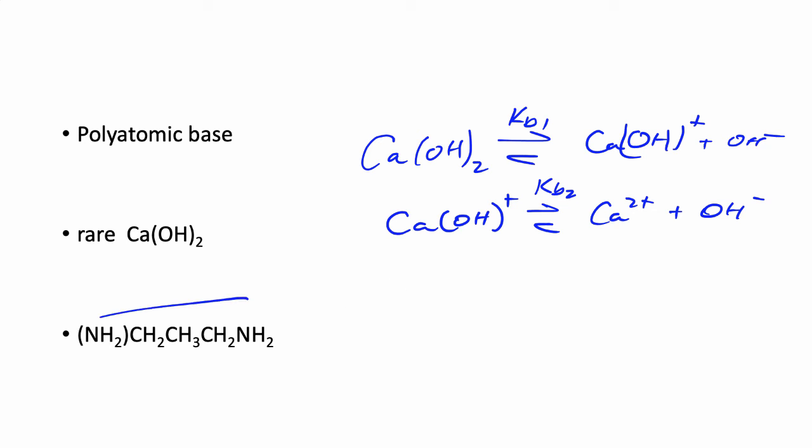More likely you're going to see a type of polyatomic base where you have two nitrogen groups on a carbon chain. This is one type of polyatomic base you'll see. Again, this is actually rare to see. We see polyatomic acids more often than polyatomic bases, especially in this class. And we're not going to do so much with this type of chemistry or calculations because it's a little more for sophomore level chemistry in college.